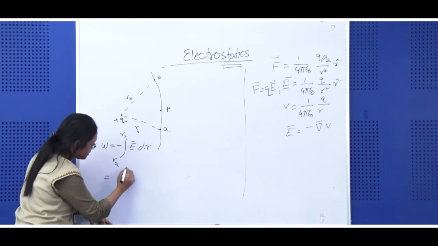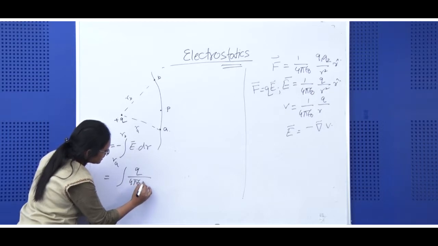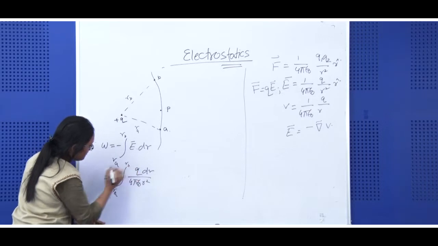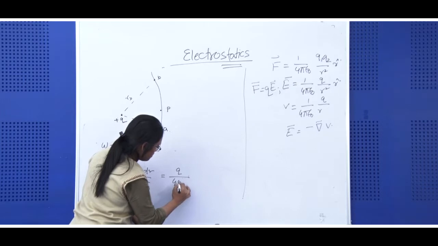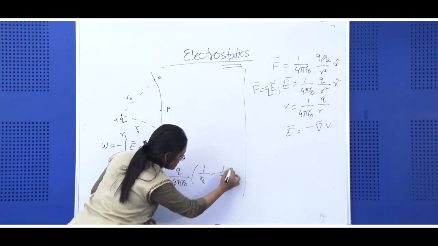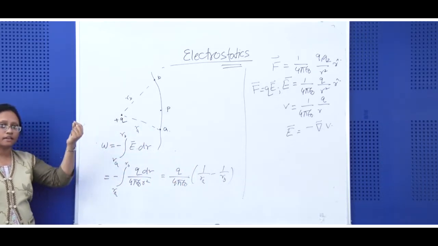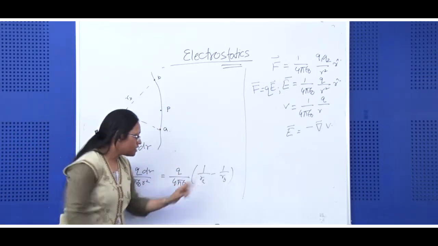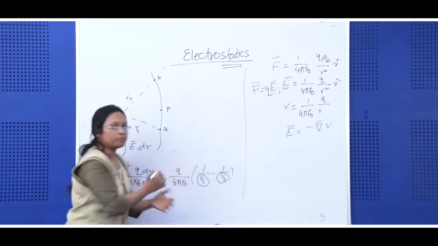See, if we solve this, what we will get? Q by 4 pi epsilon naught r square into dr from RA to RB. By solving this, we will get Q by 4 pi epsilon naught into 1 by RA minus 1 by RB. See, the result is very interesting. What we get? The work done to bring a charge from the point A to the point B depends only on the position vector RA of the point A and the position vector RB of the point B.